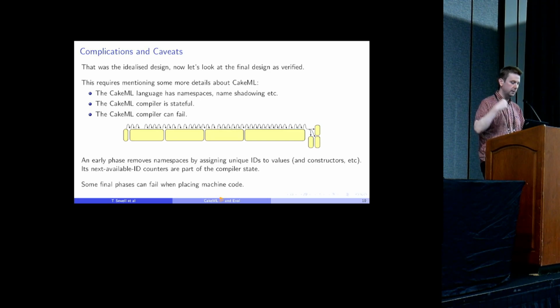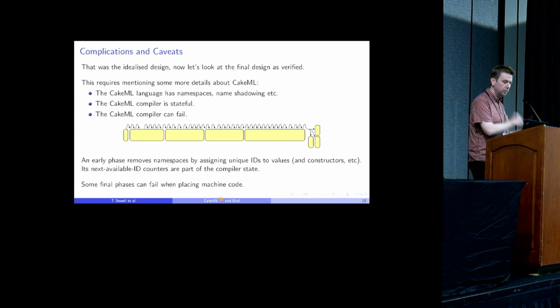The CakeML language has namespaces. So it has module operations and other ways of manipulating namespaces. You can shadow constructors, you can shadow values, etc. The CakeML compiler has to be stateful, and annoyingly, the CakeML compiler can fail. It can fail to produce a program. So it can just produce an error because something was too hard.